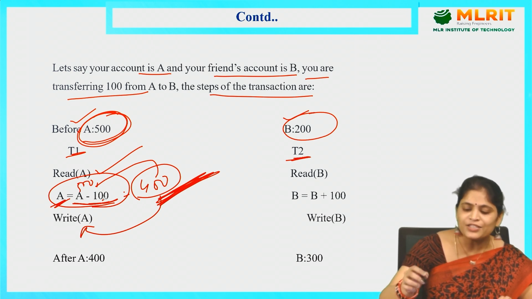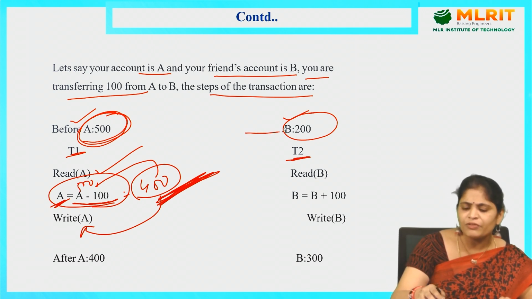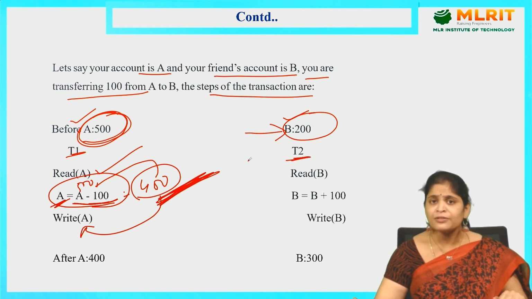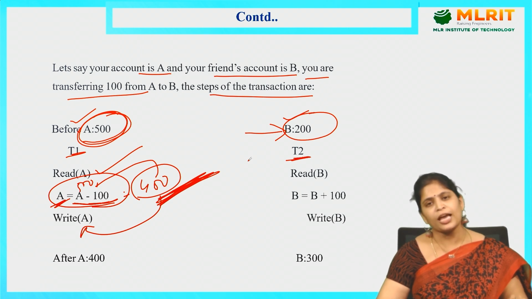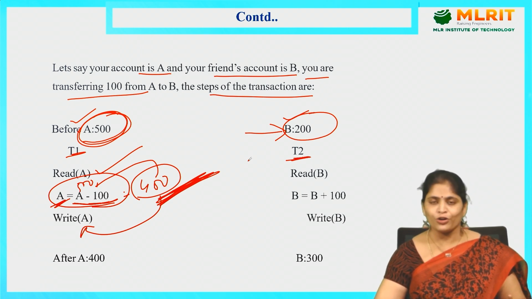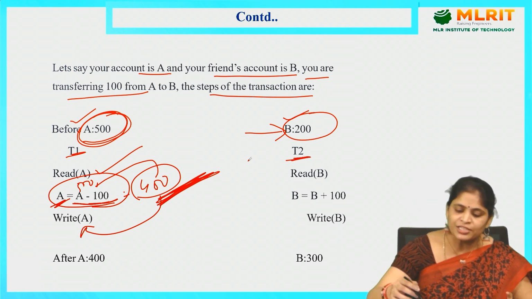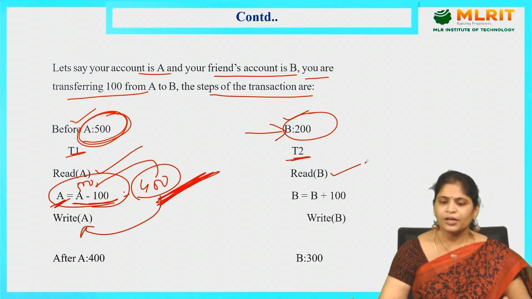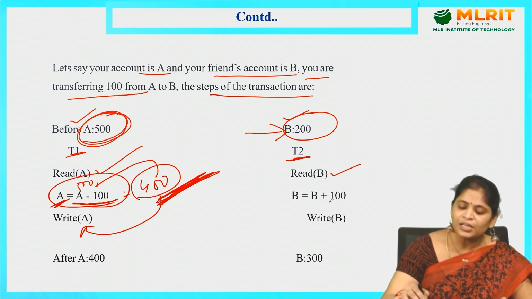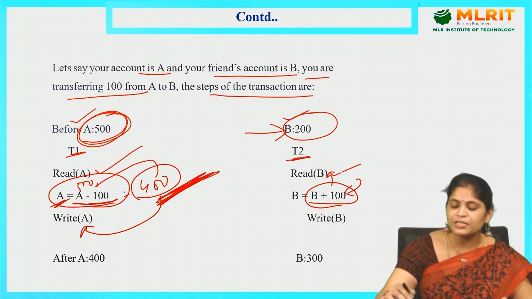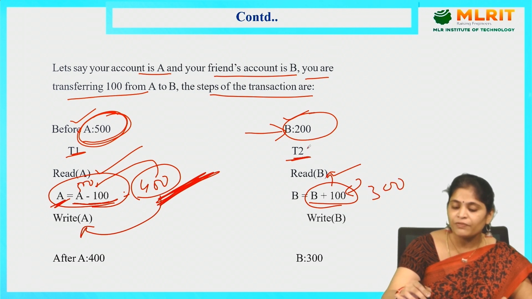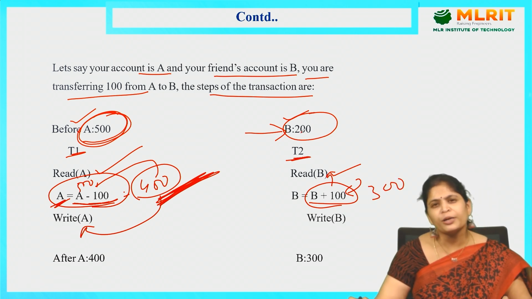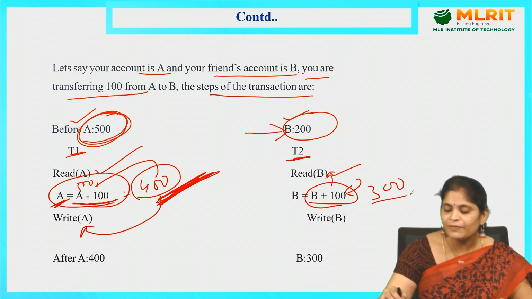Now the same thing, which my friend will do to check whether the amount is credited or not. First, he will check the balance: read of B. Next, B is equal to B plus 100. That means 100 will be credited to this particular balance, so it will become 300. Why? Because initially it has 200. 200 plus 100 is 300. Now the B value is 300.